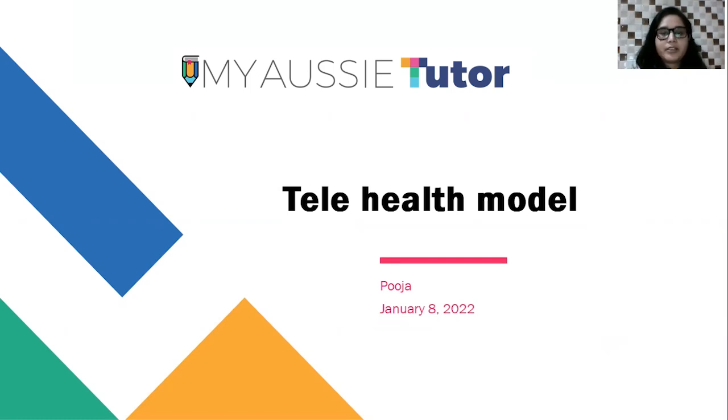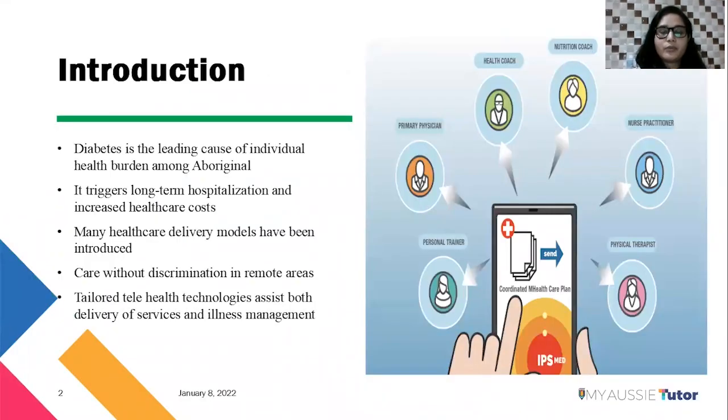So today we'll be discussing a very interesting topic, which is the telehealth model. To begin with, we'll first introduce what the telehealth model means and how it ensures the safety of people experiencing diabetes. As we know, diabetes is a chronic illness and a leading cause of individual health burden, especially among the Aboriginal community, because various factors and social determinants of health, including lack of education, poverty, lack of home, lack of income, and financial insecurity, all contribute to the increased healthcare burden, in which diabetes is the leading cause of individual health burden.